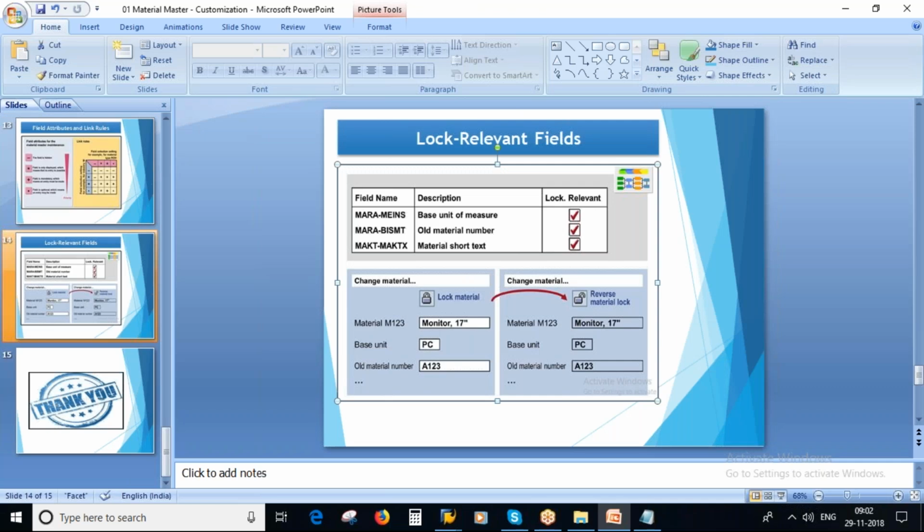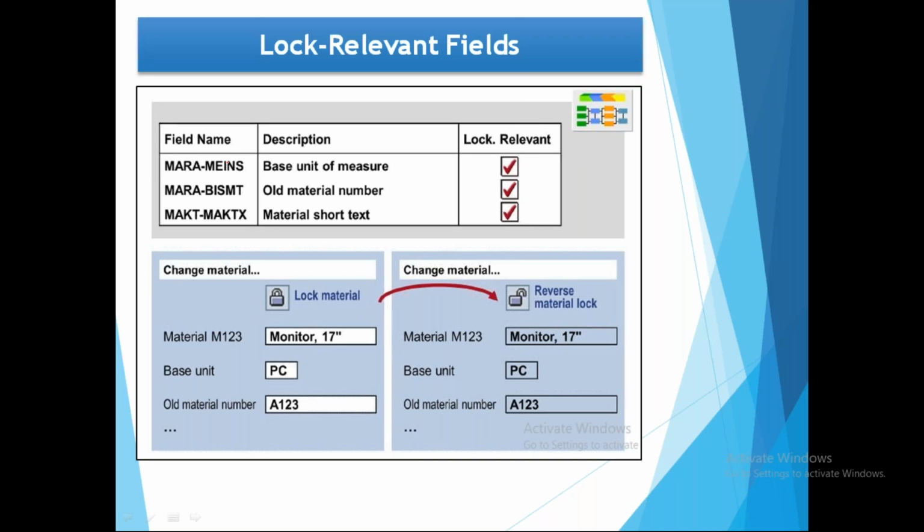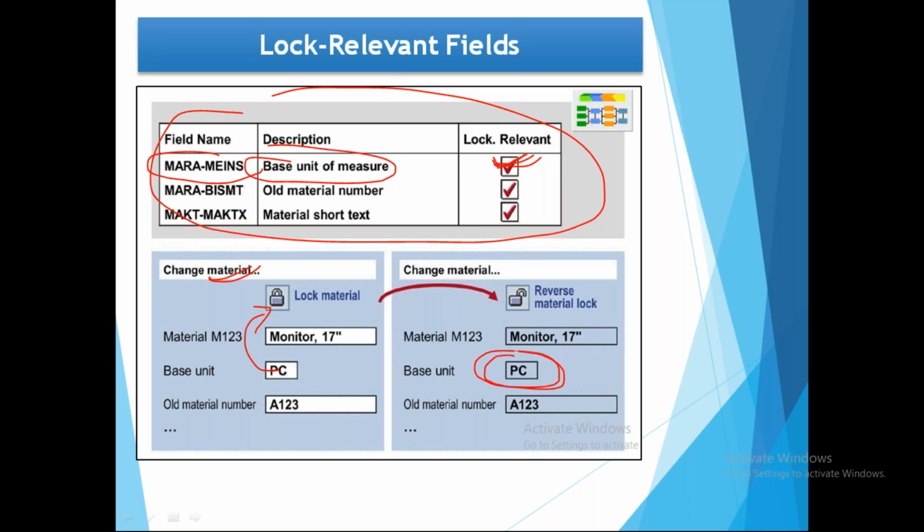Okay, now the next one we will be discussing is lock relevant fields. In the material master, you have the option of locking certain fields. Suppose here I have a material base unit of measure and I want to make it locked. In the configuration, you can make the field lock relevant. If you make it lock relevant, when you are creating or changing the material, you can lock that particular field. If you lock it, from next time onwards it will be in display mode. You cannot change that value unless you reverse the lock.